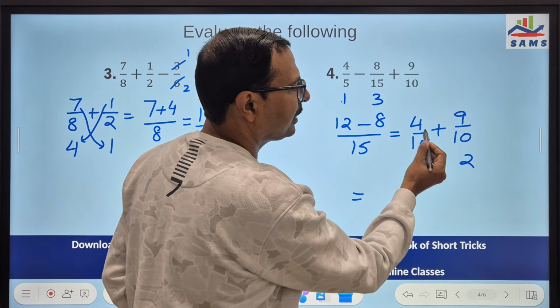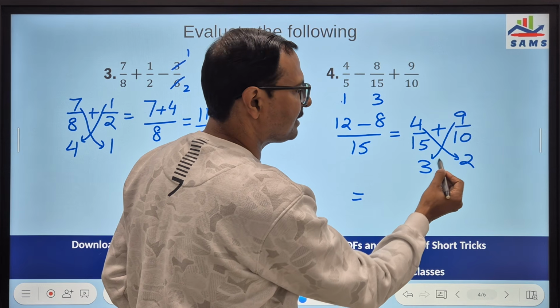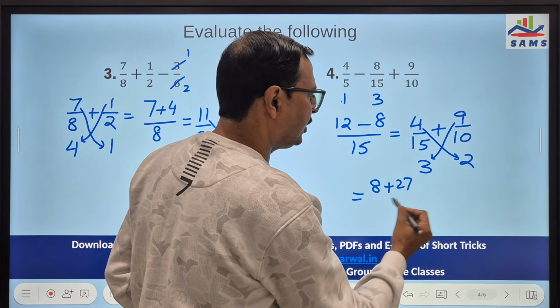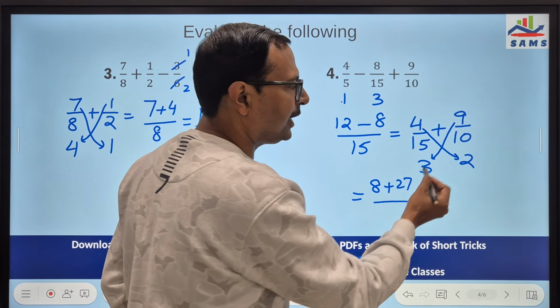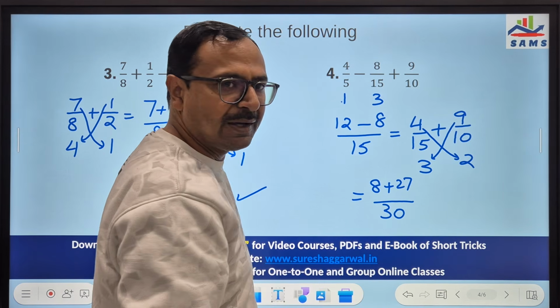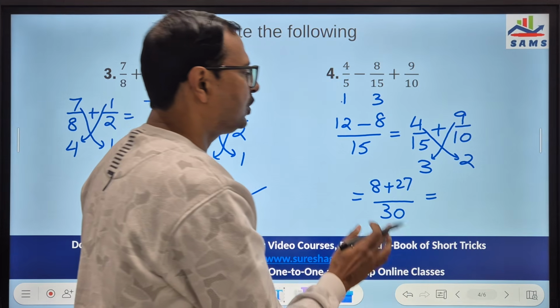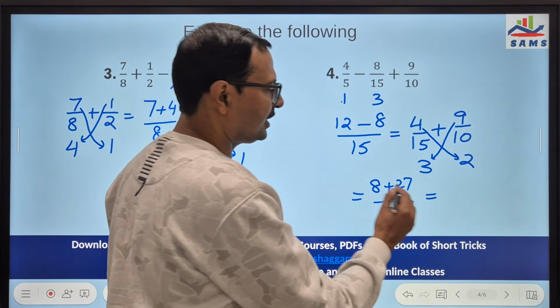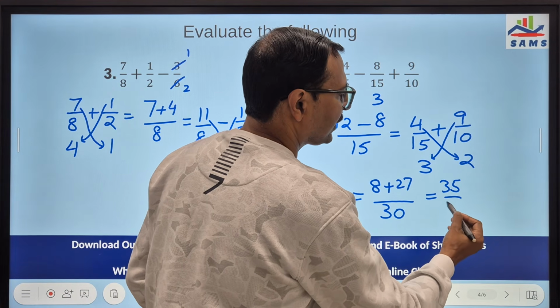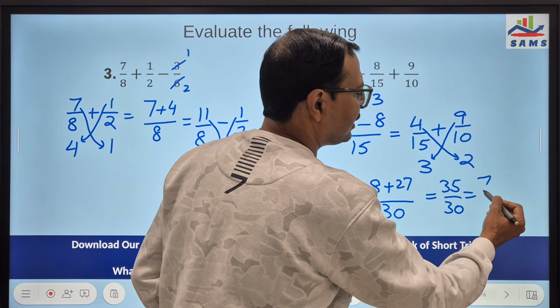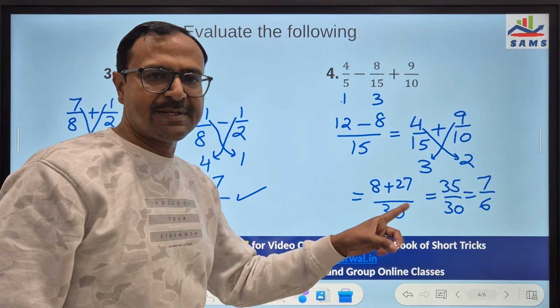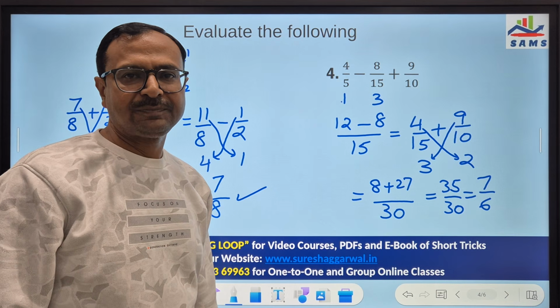So what do you get here? 8 plus 27. And in the denominator either 15 into 2 or 10 into 3 gives you 30. And your answer for the question will be 27 plus 8, which is 35 over 30, and which can be reduced further to 7 upon 6. And that is the answer for the question.